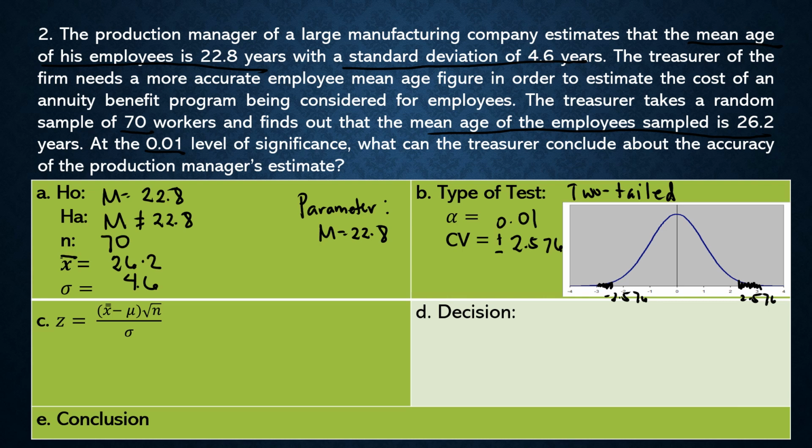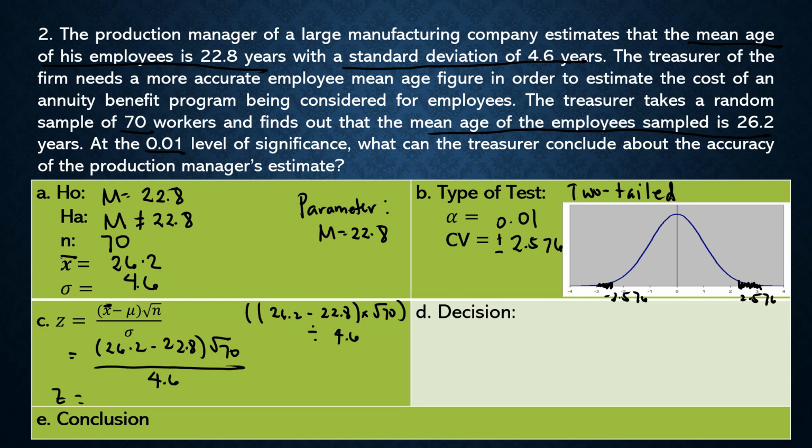Now for our third step, we're going to find the computed value. So let's now have the substitution process. Instead of writing x bar, we're going to write 26.2 minus 22.8 times square root of 70 all over sigma, which is equal to 4.6. Now, by just pressing on your calculator, double parentheses, 26.2 minus 22.8 times square root of 70, close parentheses, and then divide by 4.6, we can have z is equal to 6.18. So we have 6.18.